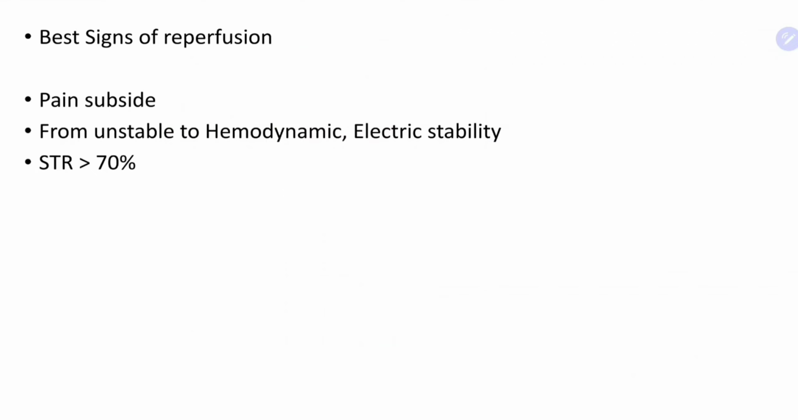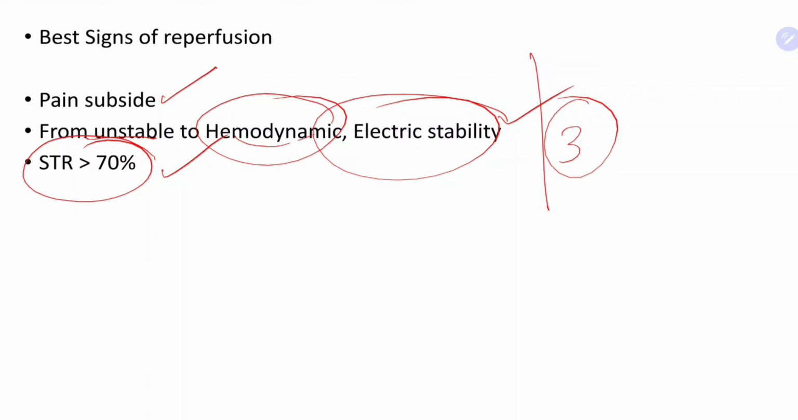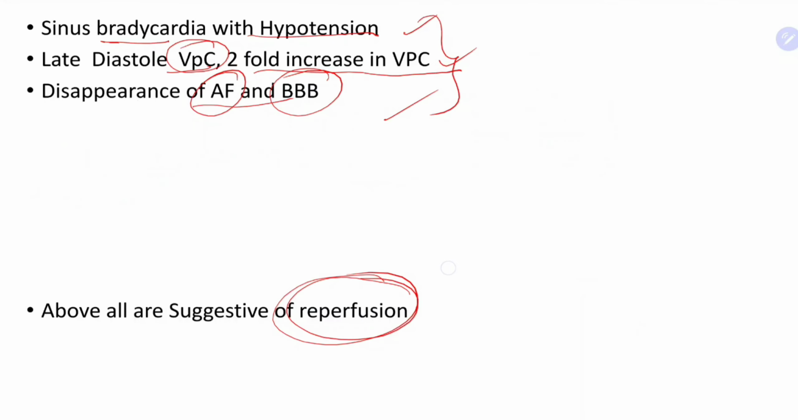Now comes the question: among all this, which is the best sign of reperfusion? The most important thing is that pain subsides. That means it is a good reperfusion. And going from an unstable case to hemodynamic stability and electrical stability means reperfusion. And ST resolution of more than 70% is a sign of reperfusion. You should remember at least these 3 points. So there ends the topic. Okay, right.